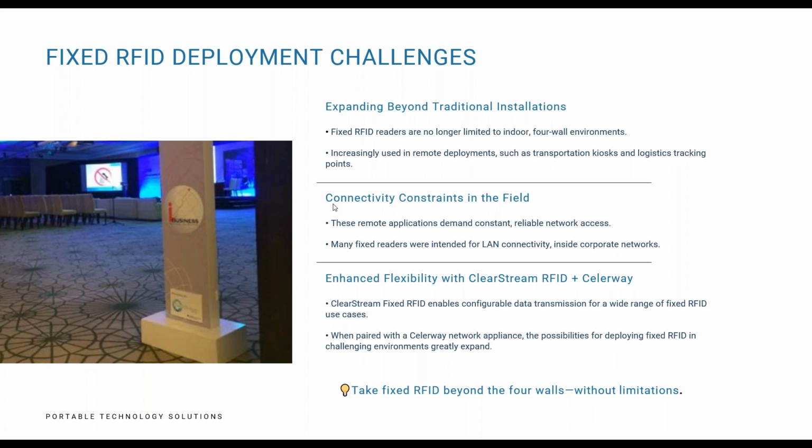That in the past wasn't always possible, because those fixed readers were typically meant to be on the network and have that server software connected over just a LAN cord. But utilizing a Celerway router, you can have that WAN connectivity as this van goes wherever it may need to go for work, and then have the ClearStream software capture that tag data and use that data connection to send the data that's scanned back to your home office. So it really expands the use cases, not only on the mobile side, but on the fixed RFID side. You can use these devices in a number of different ways.